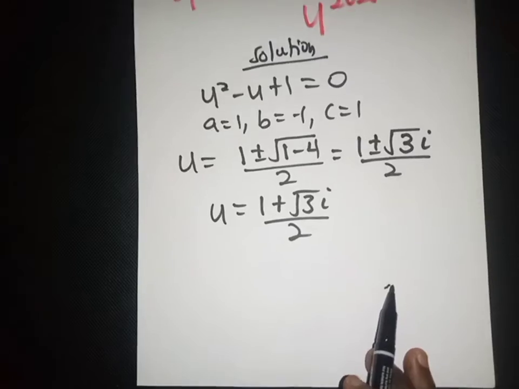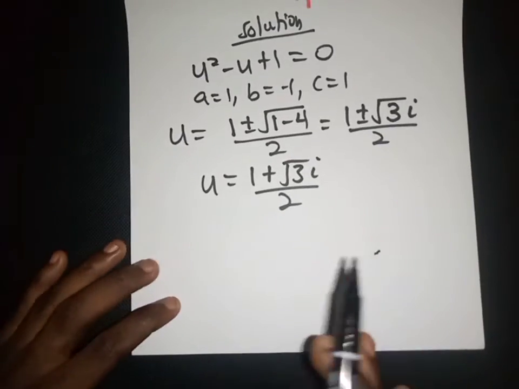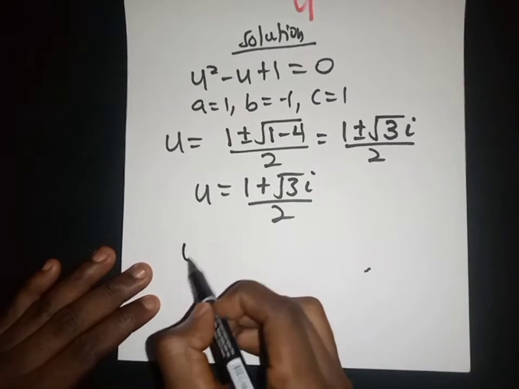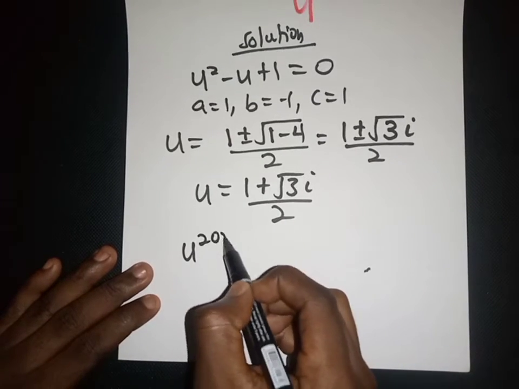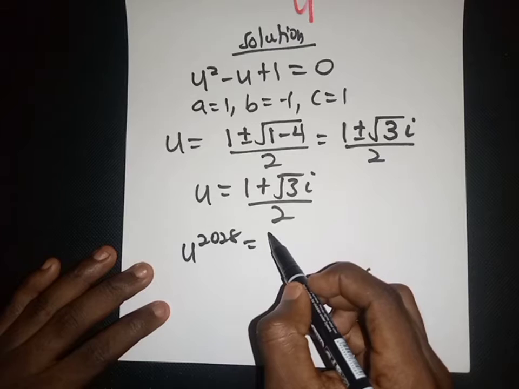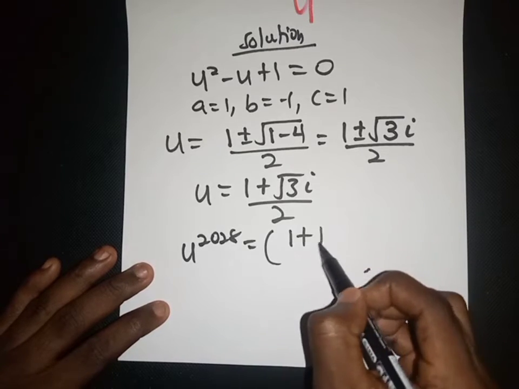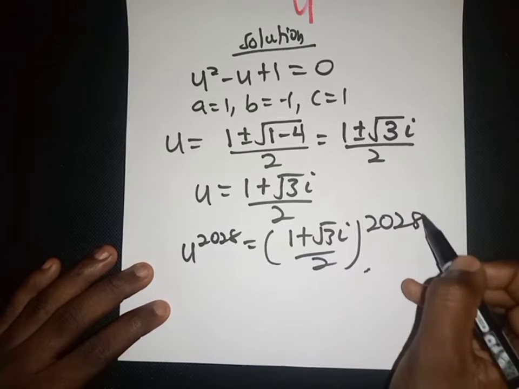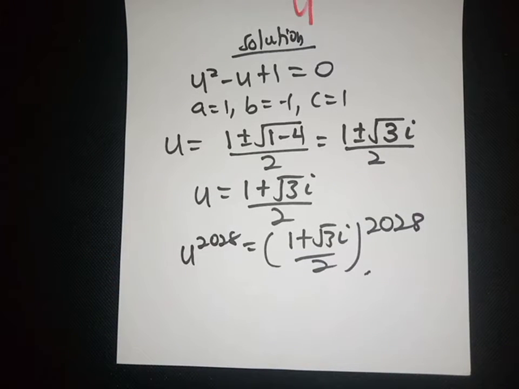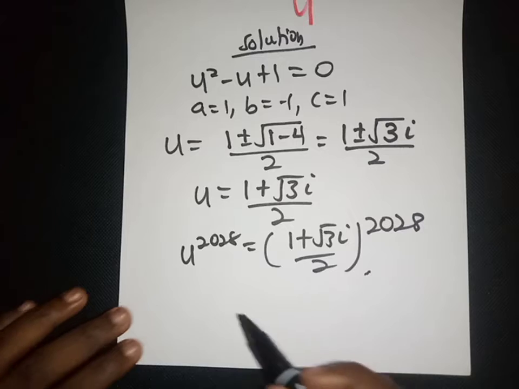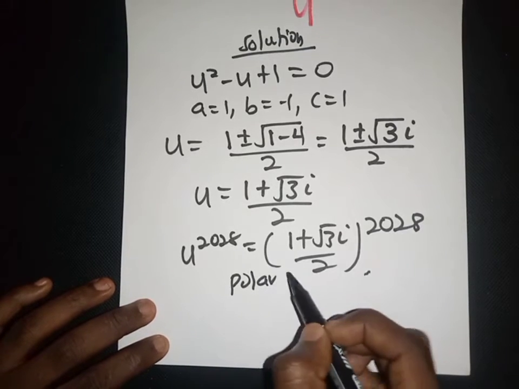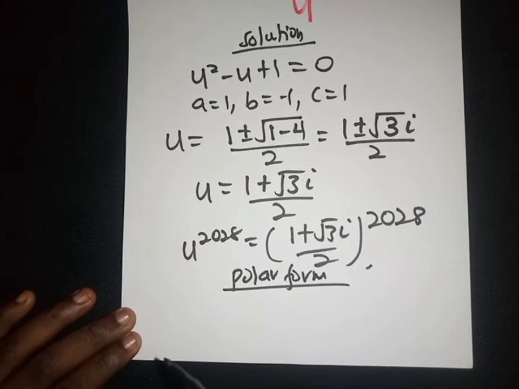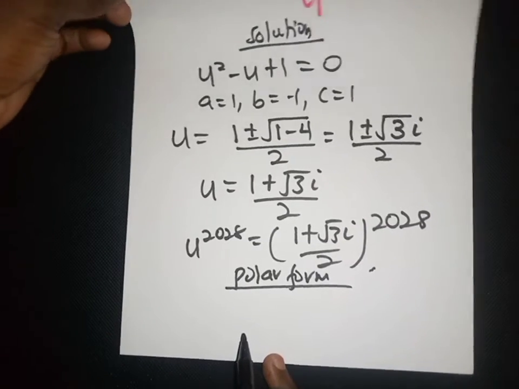So in that case we have to write it in a polar form, because if we are to write this whole thing in this form, remember u to the power 2028, which means that we are just going to get something like 1 plus root 3 i divided by 2 and then to the power 2028, which will be complicated to solve. So what we are going to do is to write it in a polar form, right? We're going to write the whole of u in a polar form. So writing it in a polar form will make it easier for us to solve.